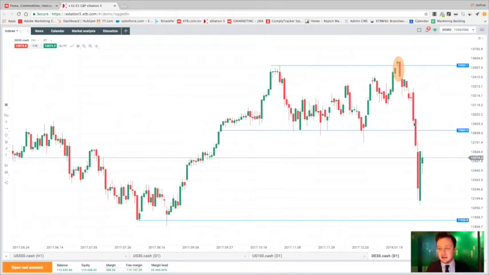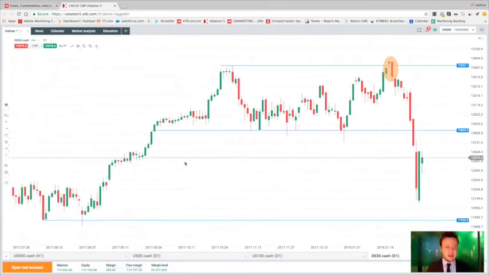For instance, here, as we dropped into this 12,860, I was thinking this was a possible support zone. Once we smashed down through here, you can see all this previous support has been wiped out for the time being, and the market dropped lower, and then we quickly accelerated to the downside. The outlook for this market isn't quite so strong at the moment.